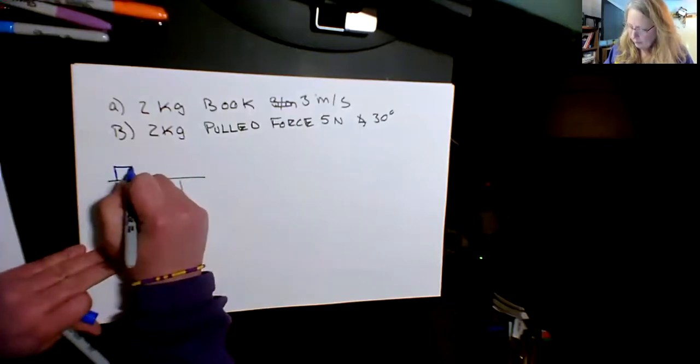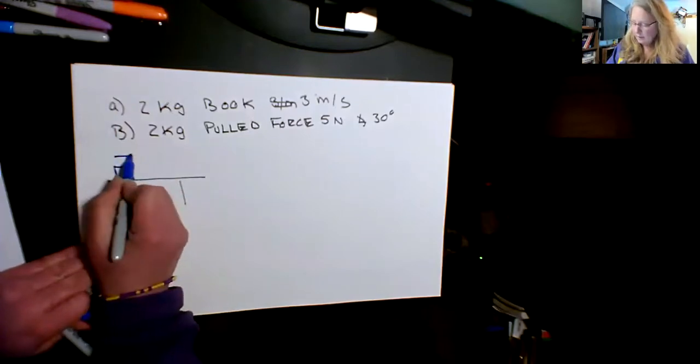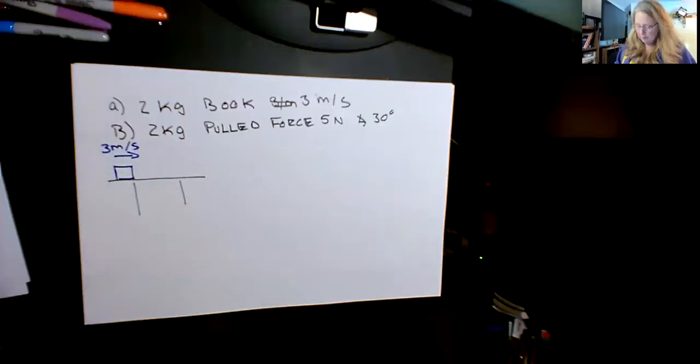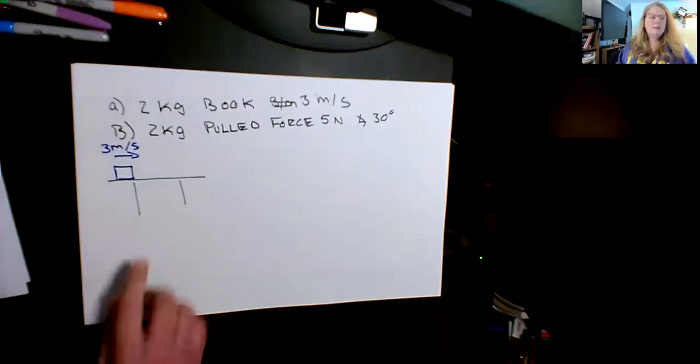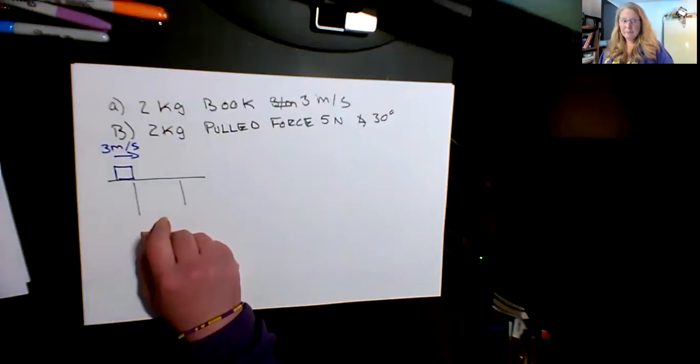We'll go ahead and put our book. It looks more like a box, but we'll just call that a book. And this book has a velocity of 3 meters per second. So I want you to pause this and ask yourself, is there a net force? And what direction, if there is, would that net force be? And then turn it back on. Let's see what we come up with.